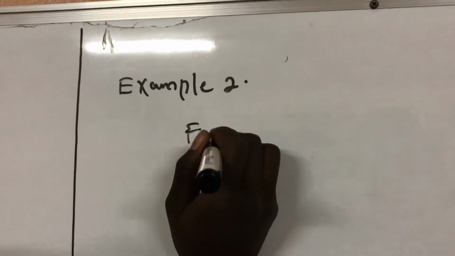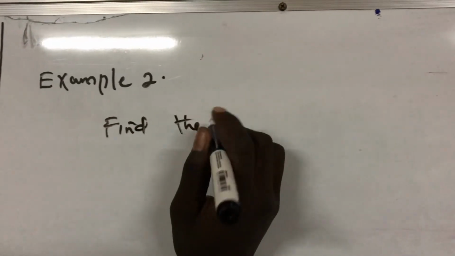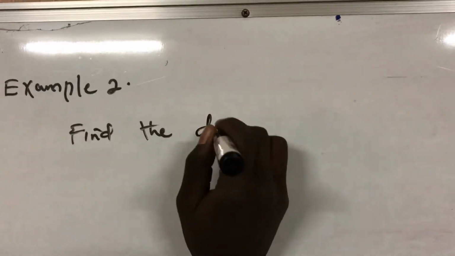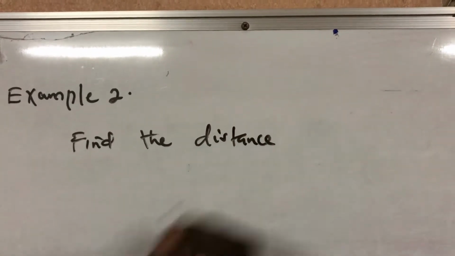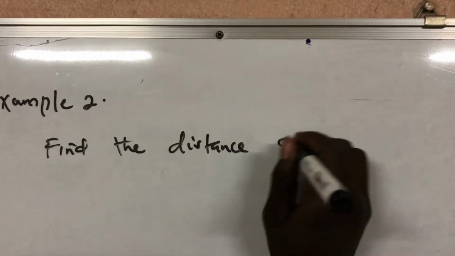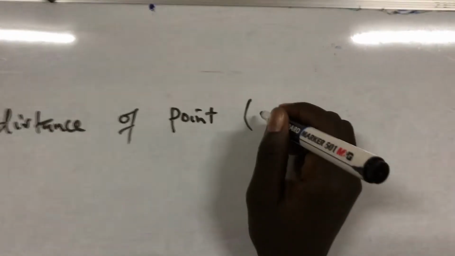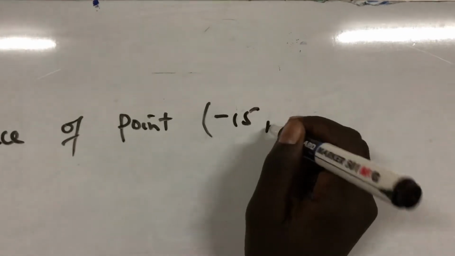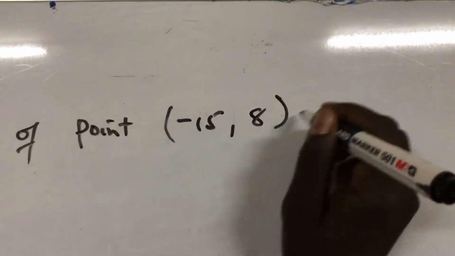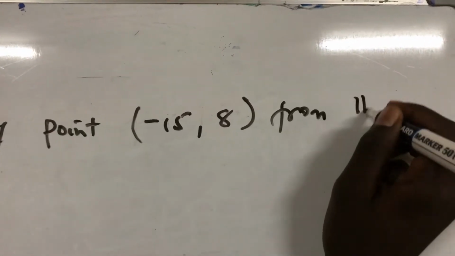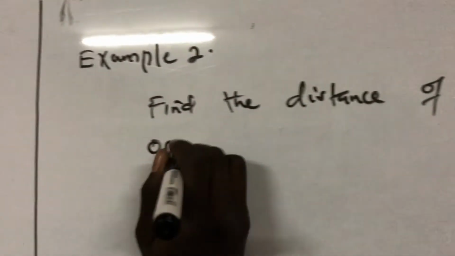Find the distance of point -15, 8 from the origin.